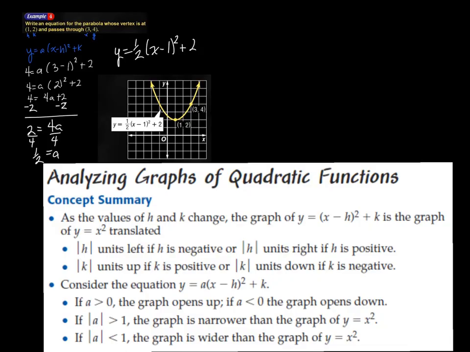And here we have the summary again. As values of h and k change, the graph of y equals x minus h quantity squared plus k is the graph of y equals x squared, translated h units to the left if h is negative, or h units to the right if h is positive, k units up if k is positive, or k units down if k is negative. And if we add the a in, if a is greater than 0, the graph opens up. If it's less than 0, it opens down. If the absolute value of a is greater than 1, then the graph is narrower than the graph of y equals x squared. And if the absolute value of a is less than 1, then the graph is wider than the graph of y equals x squared.